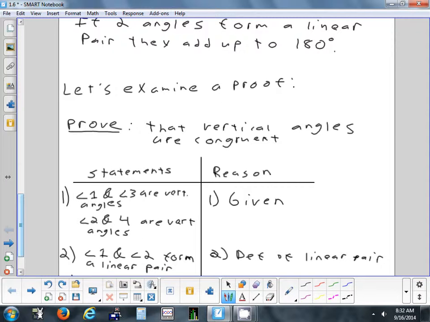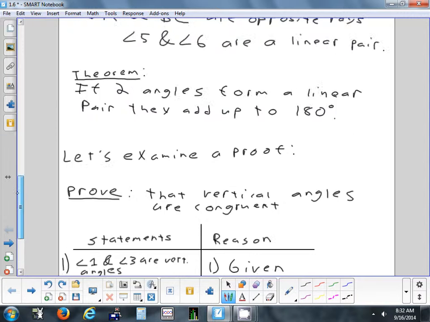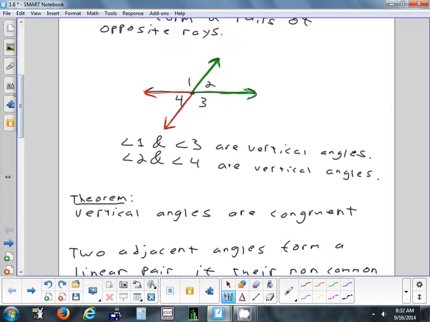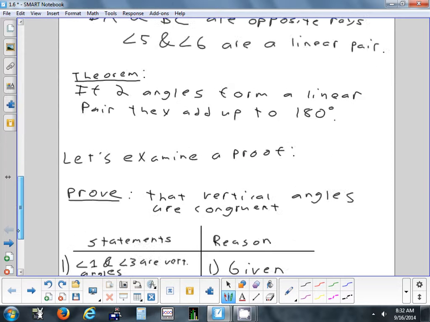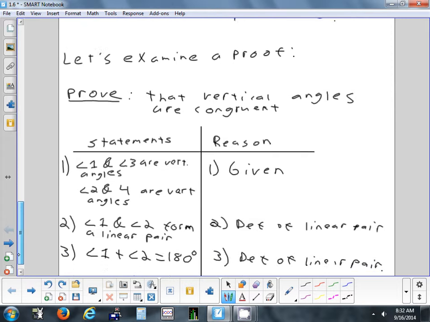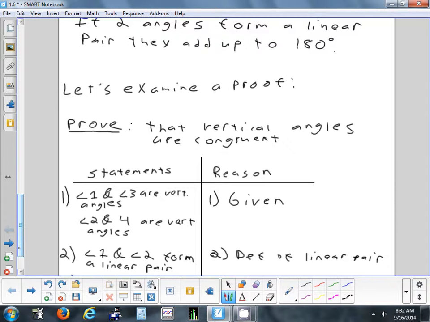Okay, the next statement we could say is angles 2 and 4 are also vertical angles. What's the reason for that? That was also given to me, way back in the original diagram. So we're using this top diagram here. 2 and 4 are vertical angles.